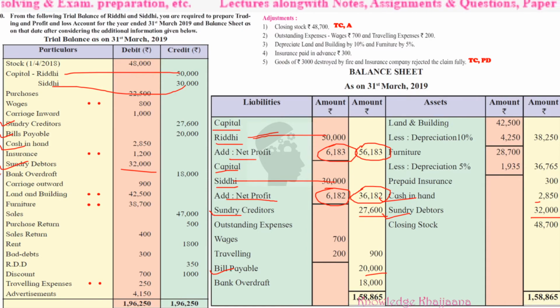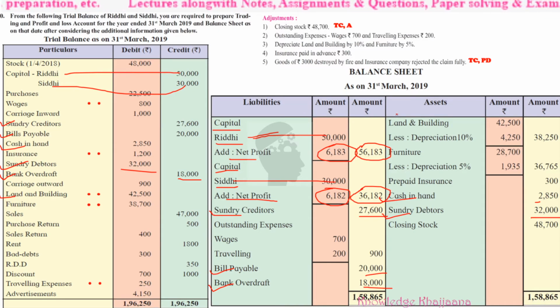Then bank overdraft. Okay, see, this bank overdraft is again a current liability, so where it should be recorded, amounting to 18,000, under current liabilities. Under the liability side, bank overdraft rupees 18,000. What is next? Land and building. See, land and building. Okay, we have to record to the balance sheet asset side under fixed asset.